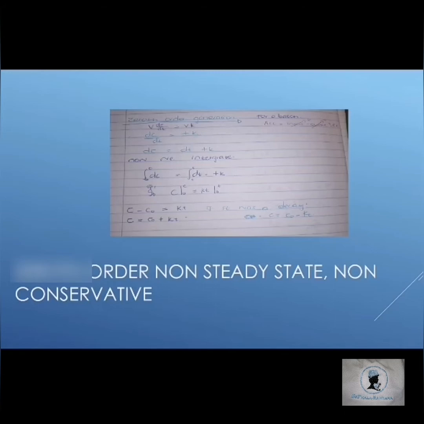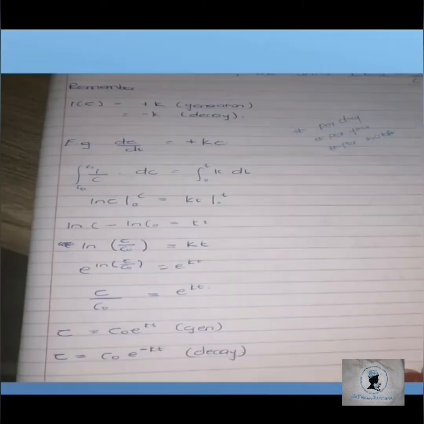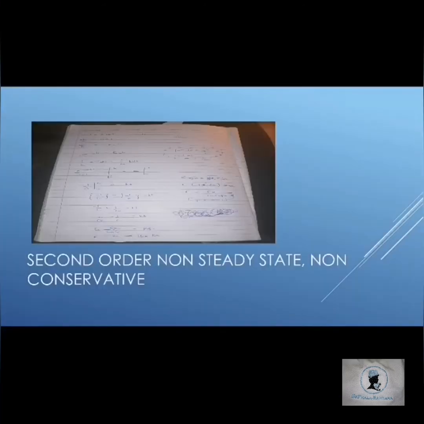So another one, we have the first order non-steady state non-conservative batch. With this one, we write down the normal equation, cancel out the V, and dC/dt is equal to positive kC. The V has already been cancelled out, and then we integrate, and then we end up getting this, and you know which one is decay, which one is generation. And then we have the second order non-steady state non-conservative. You do the same thing. From here you write them out, you integrate, and then go on, and then you get your final answer.